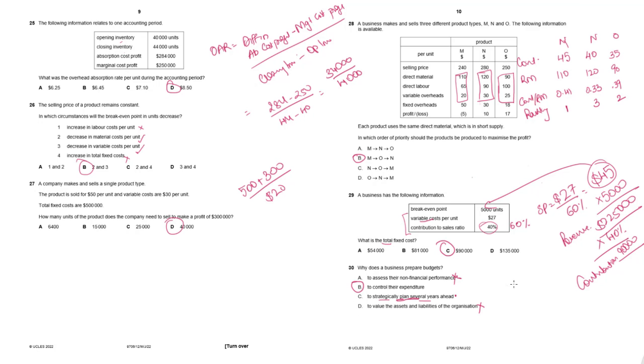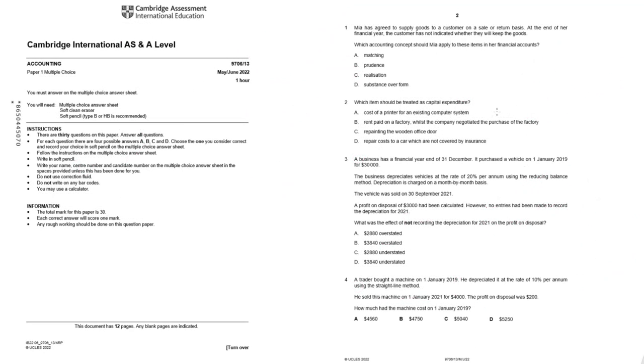Now let's go to paper 13. Starting with question number 1. Mia has agreed to supply goods to a customer on sale or return basis. At the end of her financial year, the customer has not indicated whether they will keep the goods.